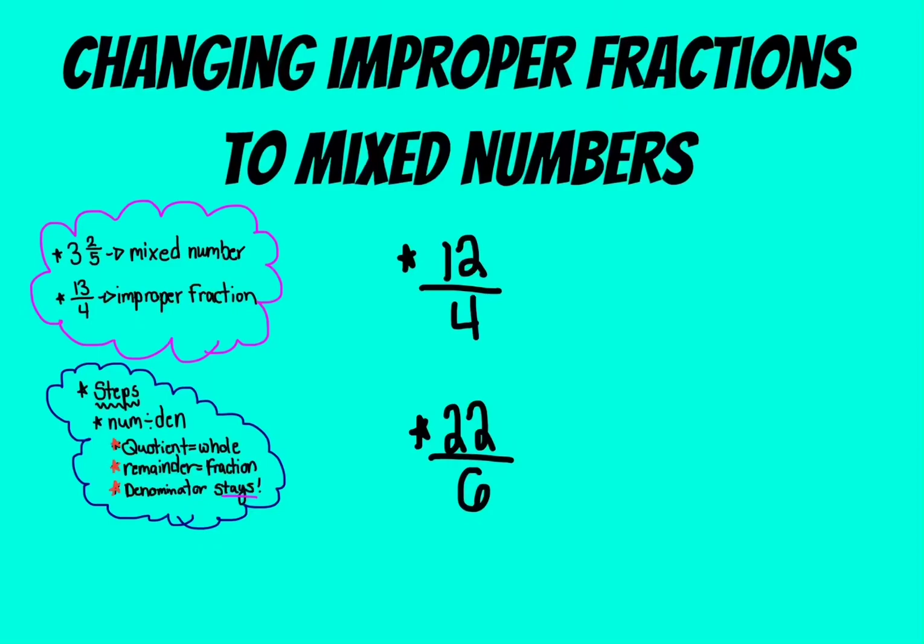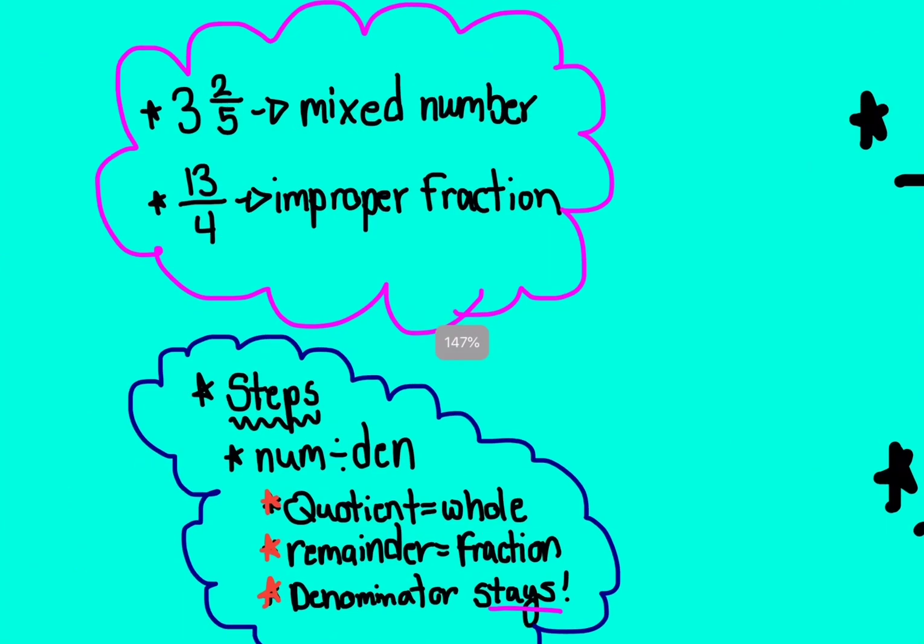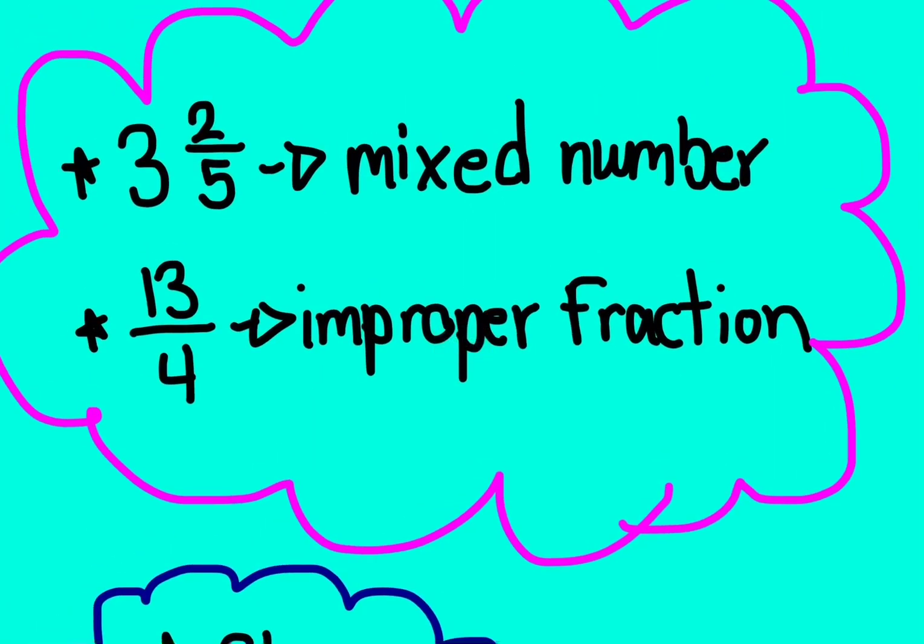Changing improper fractions to mixed numbers, how do you do it, and what is each? So let's start out with this. I like to think about everything as pizza. This is an example over here of a mixed number. What it really is saying is, okay, I ordered some pizza.